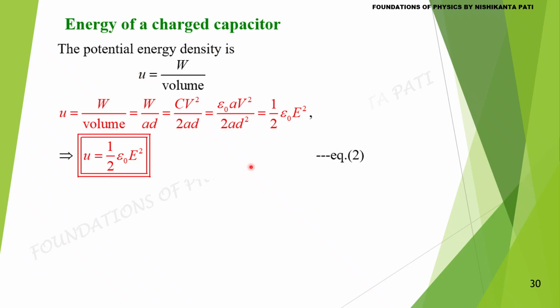The energy density of the capacitor is the potential energy divided by the volume of the region between the two plates. The volume of the region between the two plates is AD. So it is half CV square by AD. For the parallel plate vacuum capacitor, C is epsilon 0 A by D. Then the energy density is half epsilon 0 E square. So the energy density is independent of the capacitance. The formula says wherever there is electric field in vacuum, there is an energy density half epsilon 0 E square.